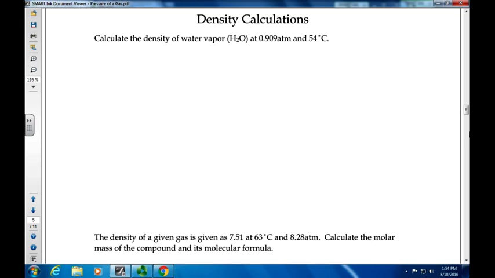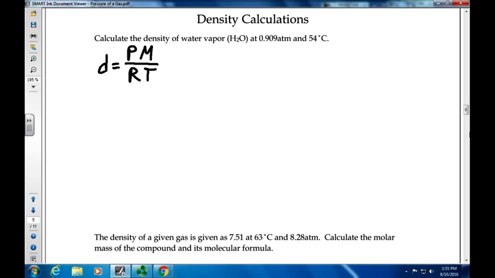Our first problem says calculate the density of water vapor at 0.909 atmospheres and 54 degrees Celsius. We are given a variation on the ideal gas equation that states that density is equal to the pressure times the molar mass, or molecular mass in this case, all over the gas constant times the temperature. Again, temperature will have to be in Kelvin.